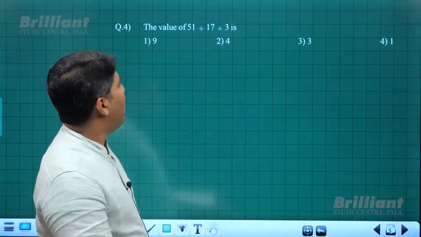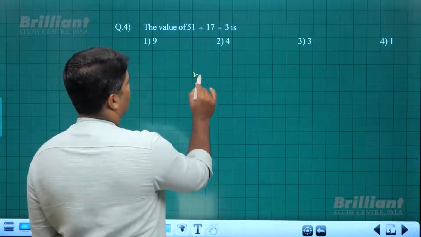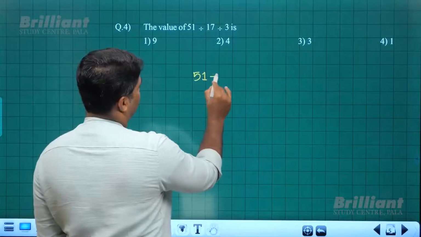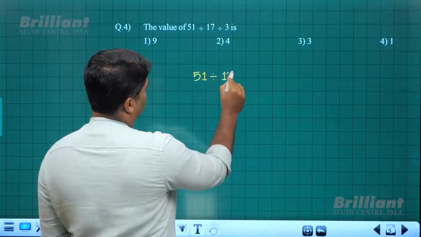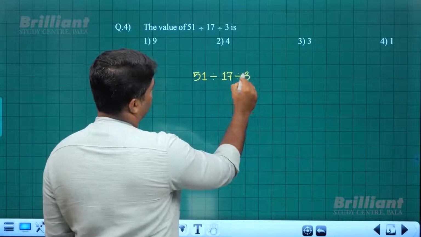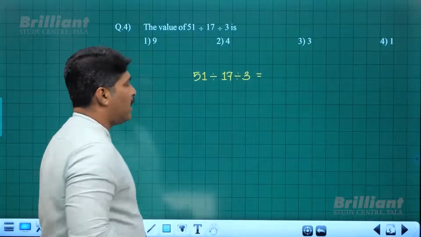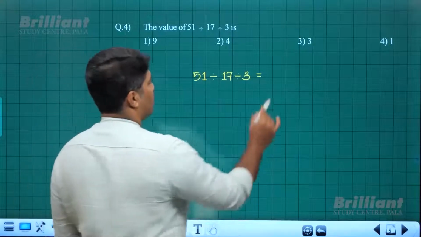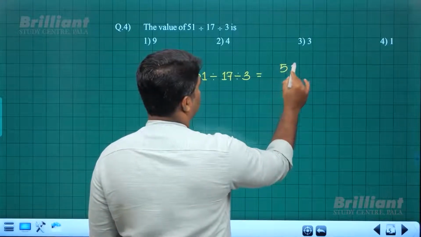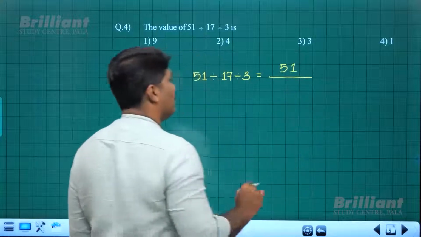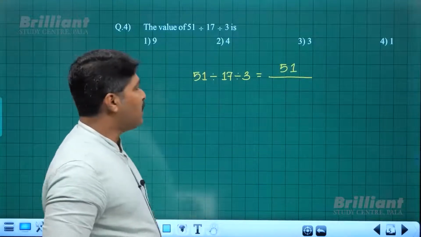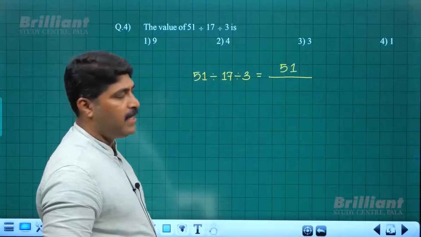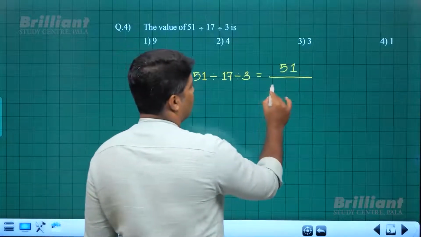The next question, the value of 51 divided by 17 divided by 3. If you are considering such a successive division form, what do you have to do? You just directly do it. So 51 is only on the numerator. The values immediately after the division sign should be in the denominator.